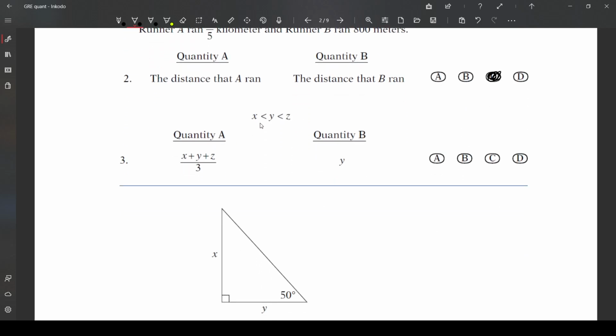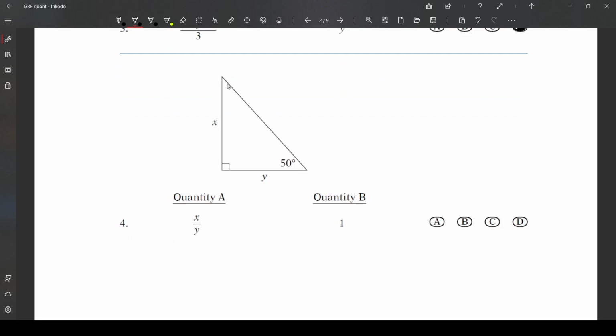Now we're given that x is less than y is less than z, and we're asked to compare the average of x, y, and z with y. In general, you can't determine this information. You can obviously construct samples where the average is less than y, where it's greater, or where it's equal. So you can't determine from the given information.